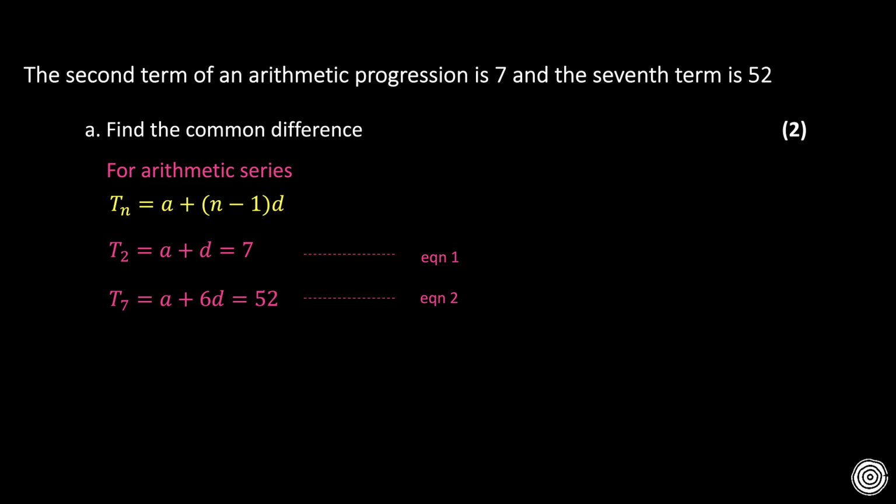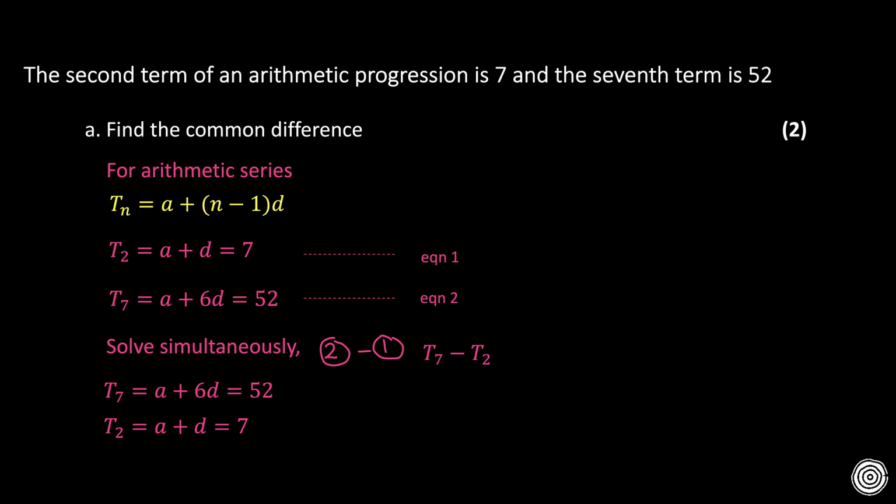Now this one is really straightforward. I can just do the elimination method, so I'm just going to do equation 2, take away equation 1. So I'm just going to rearrange it and write it like this, just so you can see it a little bit clearer, and I'm going to subtract the 2 equations, and there you've got your a's cancel. Then 6d take away d leaves me with 5d, and 52 take away 7 is 45. Therefore, d is equal to 9.